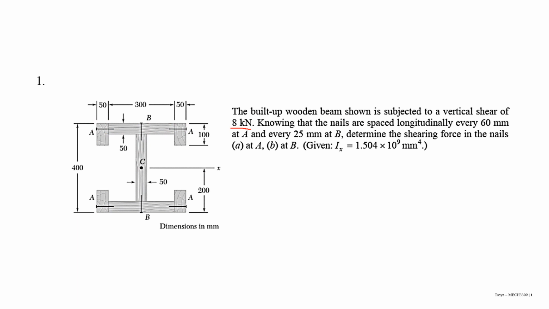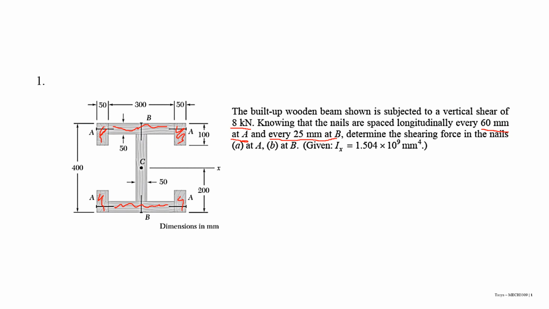And knowing that the nails are spaced longitudinally every 16 millimeter at A, this one is area A, area A, area A, area A, and every 25 millimeter at B. This one is area B, this one is area B.